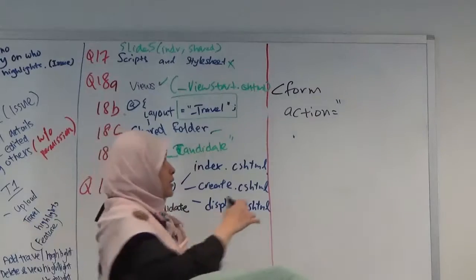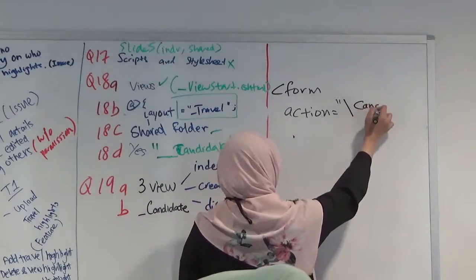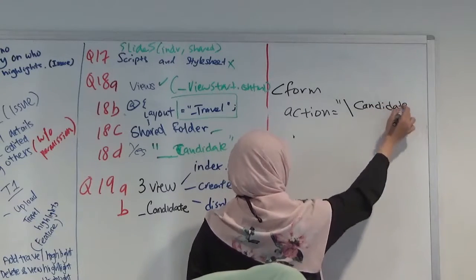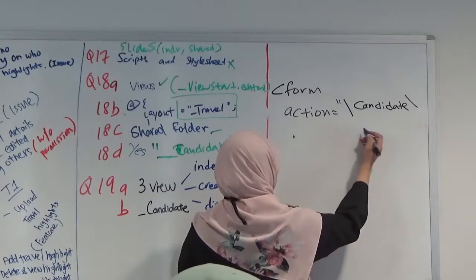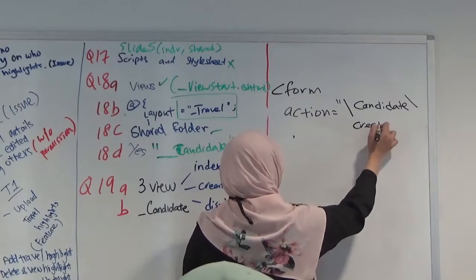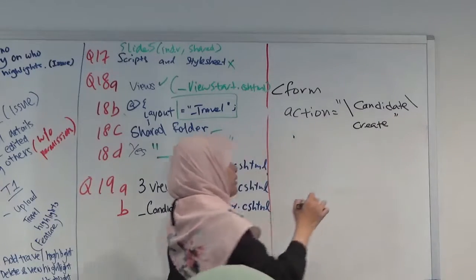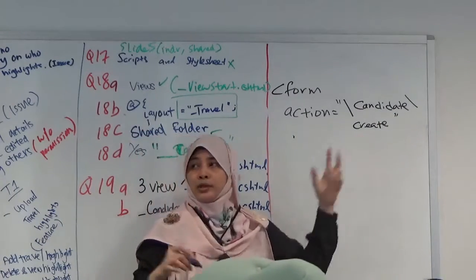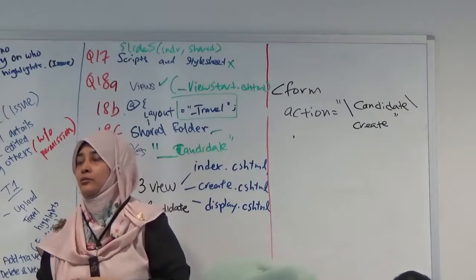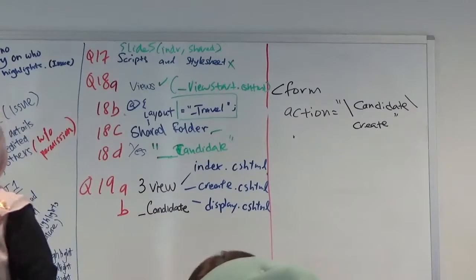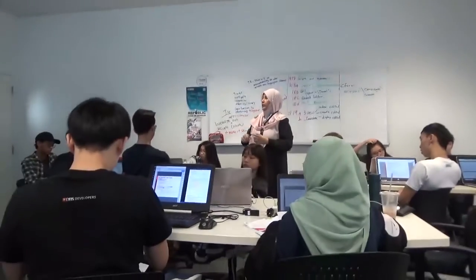We use this as a reference. So slash, what's the first thing? Candidate. Because this is the controller. And then slash what? Create. And this is the action. So instead of writing this, we are replacing it with that. Any question? No. Okay.